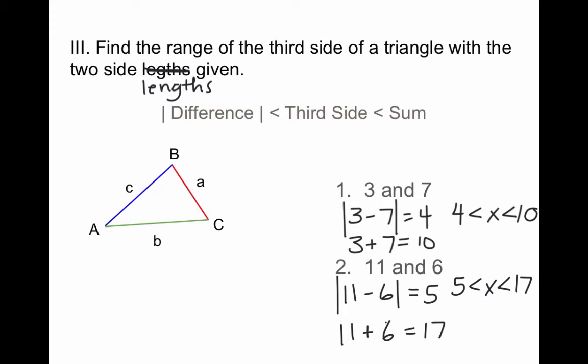Now, can the third side of this triangle actually equal 5? Well, no, because look, you don't have an or equal to on your inequality symbol. So it has to be bigger than 5. 5.1 would work. 16.999 would work, but not 5 and not 17.